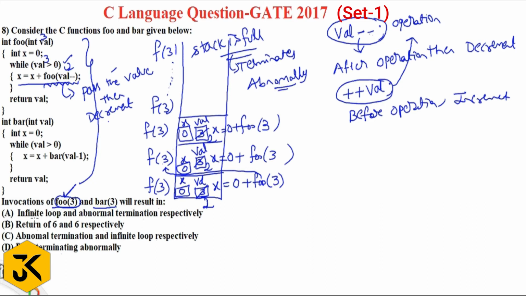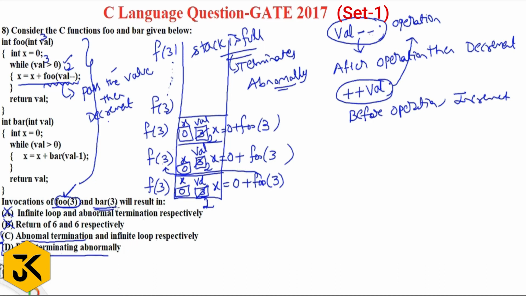So check the options. The first one is infinite loop, so it is not correct. It is not going to return 6. It is going to terminate abnormally. Yes, foo of 3 terminates abnormally. Here, one option is both terminating abnormally, so any one of these two could be correct. Let me analyze. To avoid confusion, we'll take the second one.